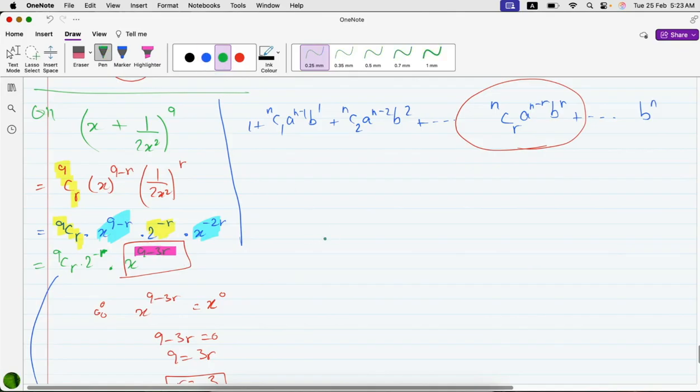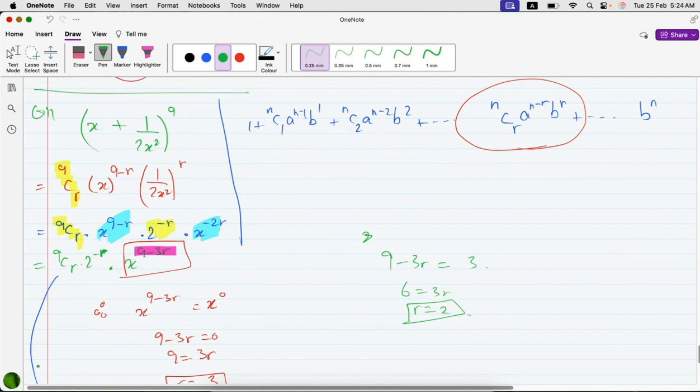If they had said to find the coefficient of, let's say, x cube, we would have equated 9 minus 3r to 3. So in that case, r would be 2. So to find the coefficient of x cube, I'll use r as 2.